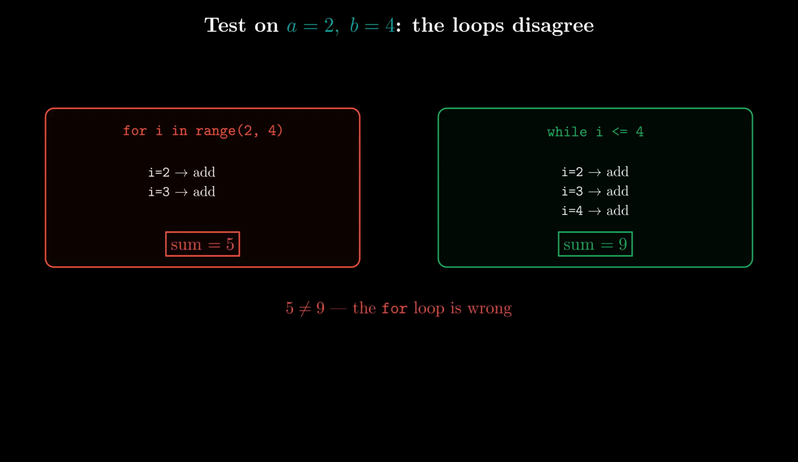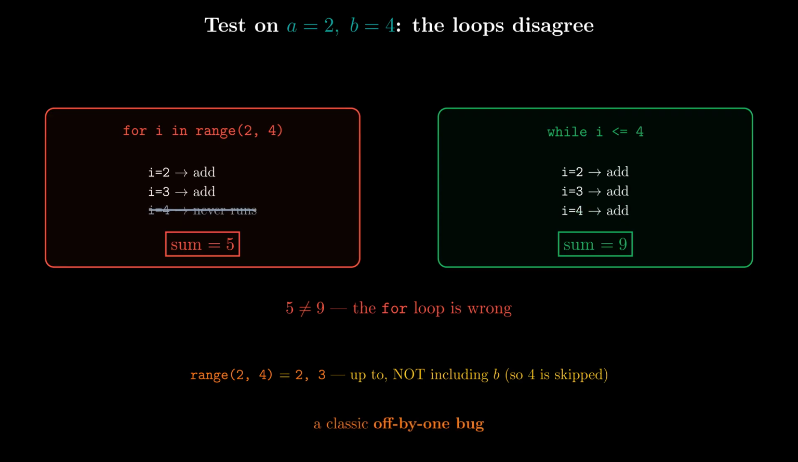They disagree, so something is wrong. The culprit is range. Range of 2 to 4 produces 2 and 3, but stops before 4. It goes up to, but not including, the second endpoint. If you had not spotted it, a print statement inside the loop would show the numbers being added: first 2, then 3, and never 4. The for loop silently skipped the last number. That is a classic off by 1 bug.